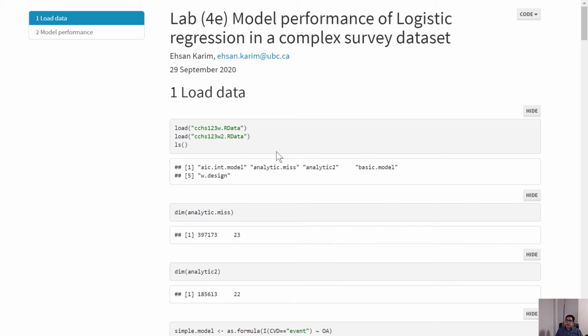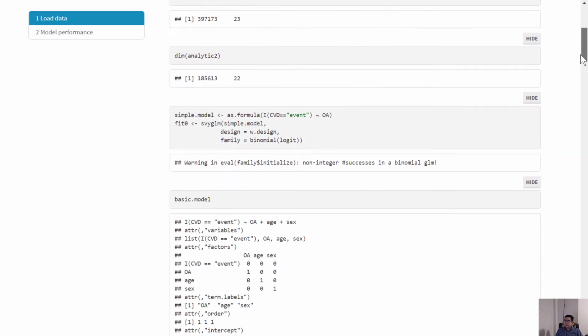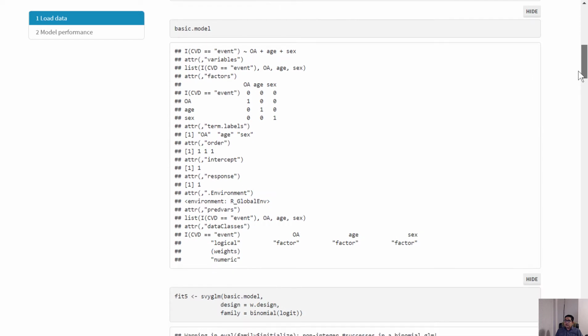Alright, so in the last lab, in lab 4D, we showed how to fit a logistic regression model using the survey data. So in this particular lab, I'm just going to use the saved datasets from the last two labs to explain how to check the model performance of logistic regression when we fit the data using complex survey data, right?